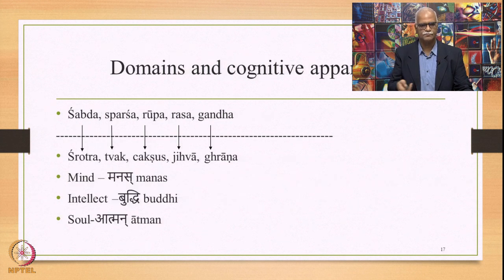So as we notice, this cognitive apparatus consists of manas, which comes after the five sense organs, followed by intellect and followed by soul. So soul can be considered to be the internal most part of this cognitive apparatus. And manas and buddhi are the parts which come in between the most internal and the most external. And these two also have certain functions that we shall study later in this lecture.